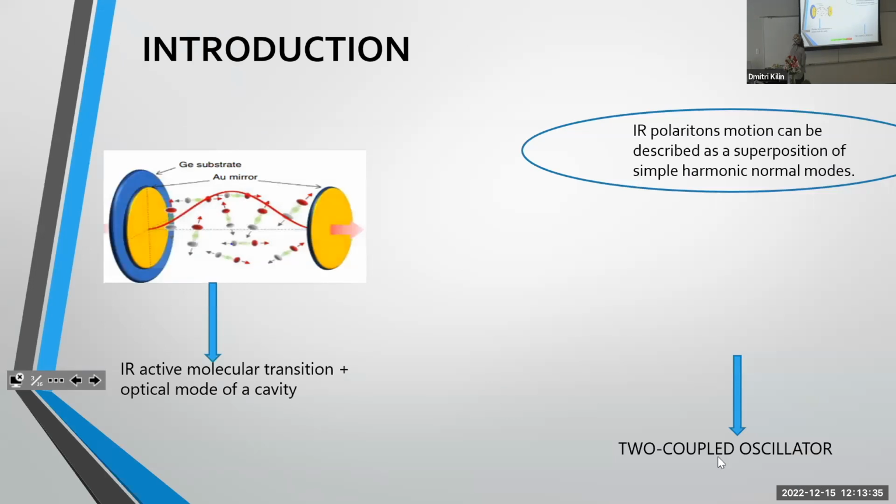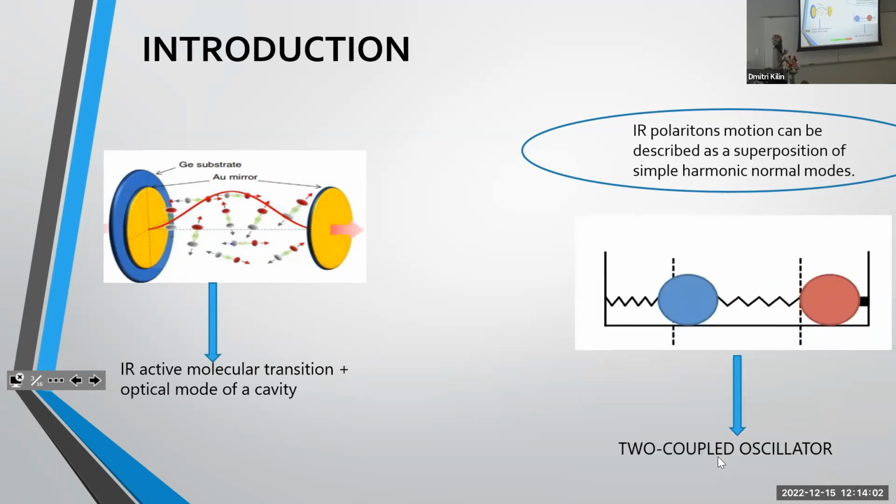So what is a polariton? What is a vibrational polariton? A vibrational polariton is formed when you couple the vibration of a molecule with the electromagnetic modes of an optical cavity. When you couple the interaction between the photon and the phonon, it produces a hybrid state called a polariton, which has characteristic features of both light and matter. The motion of vibrational polaritons can be described as a superposition of the normal modes observed in a simple harmonic coupled oscillator.